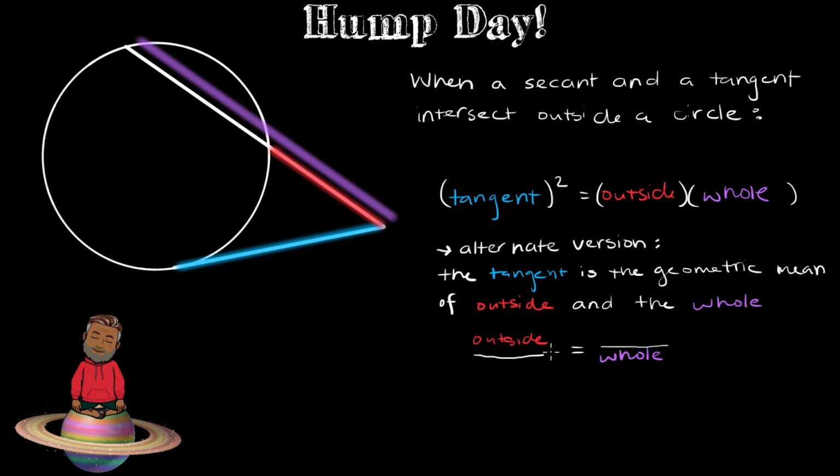So I wrote the outside and the whole as my extremes, and then I would write my tangent as my geometric means. Once you cross multiply, you'll notice that you get tangent times tangent, or tangent squared, and you'll get outside times the whole, which is what you have right there. All right, so let's take a look at an example.